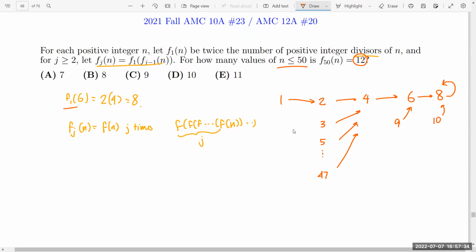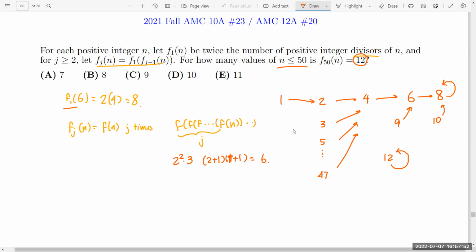11 is prime. 12 goes to itself, because it has 6 factors. It factors as 2 squared times 3, so the number of factors is (2 plus 1) times (1 plus 1), which is 6. So 6 times 2 is 12. So 12 goes to itself.